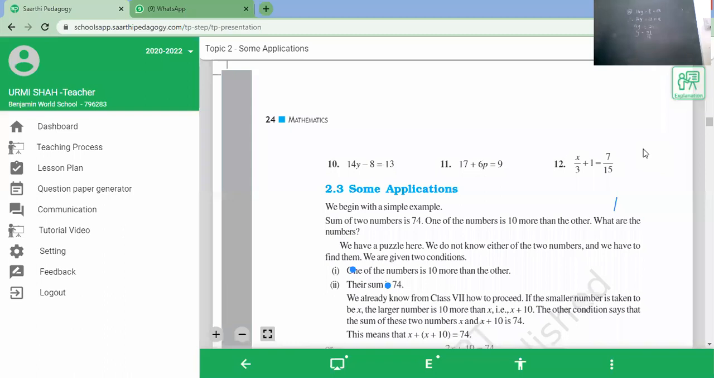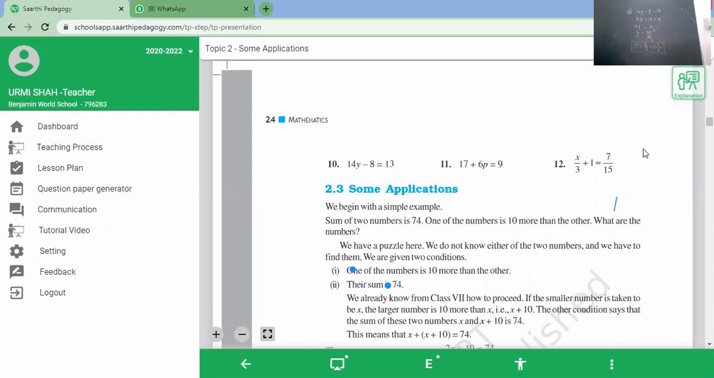Both will come in the 7 table. 2 by 3. Yes, ma'am. 7 3s are 21, so the answer would be 3 by 2, or 1 and 1 by 2. 3 by 2. Is it clear to everyone now? Yes, ma'am.